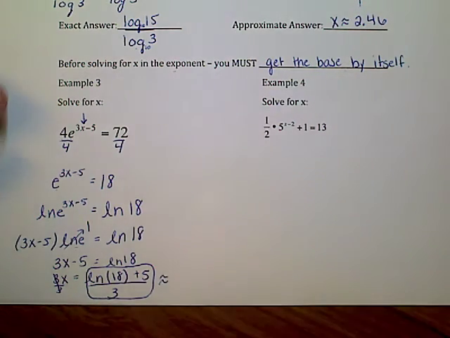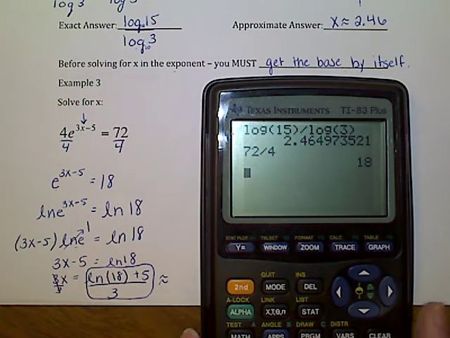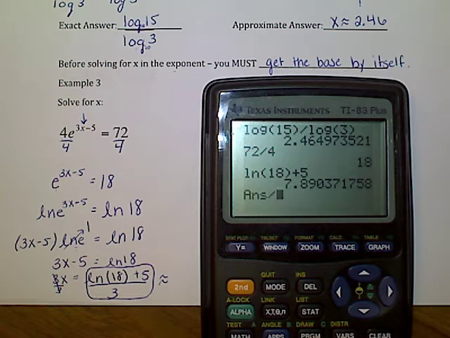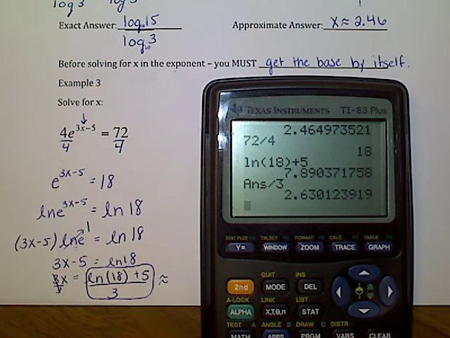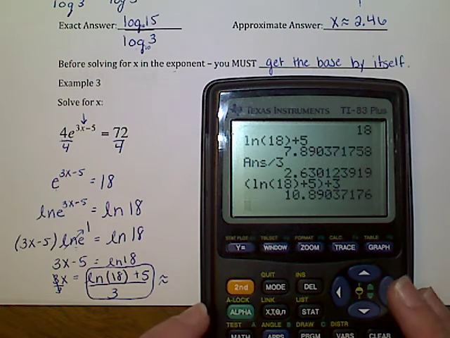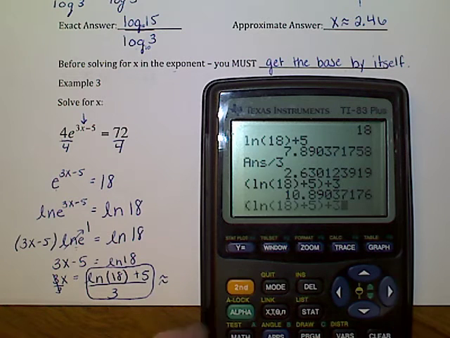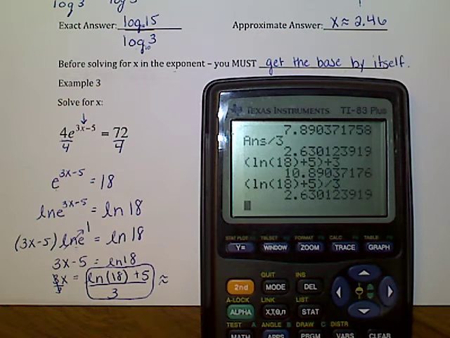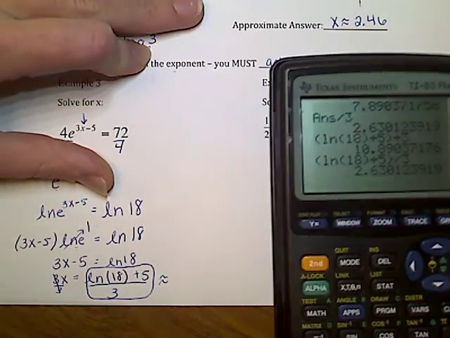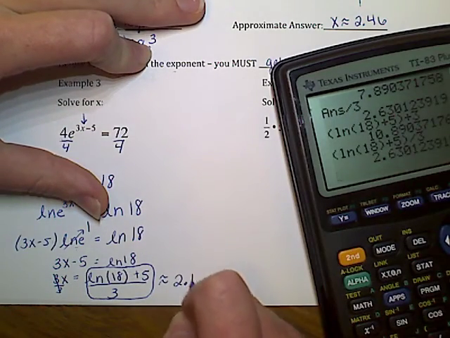And then that is approximately, so when I plug this in, we're going to do natural log of 18, close that parenthesis around the 18, add the 5. I like to then take that answer and just divide it by 3. If you want to plug it in all at once, you would have to put the entire numerator in parentheses as well. So we can do that too. Oops, I hit the wrong thing. Hold on. Divide by. There we go. So 2.63 is our approximate answer.